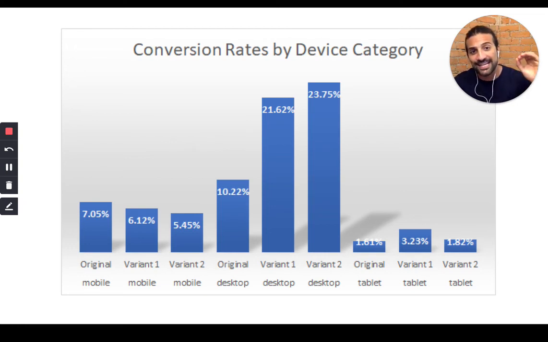So it is incredibly important that when you run a test and you try something new, you don't just look at the data and accept it for what it is. You need to dig into it and explore what it means, and what it means for different segments of your audience.